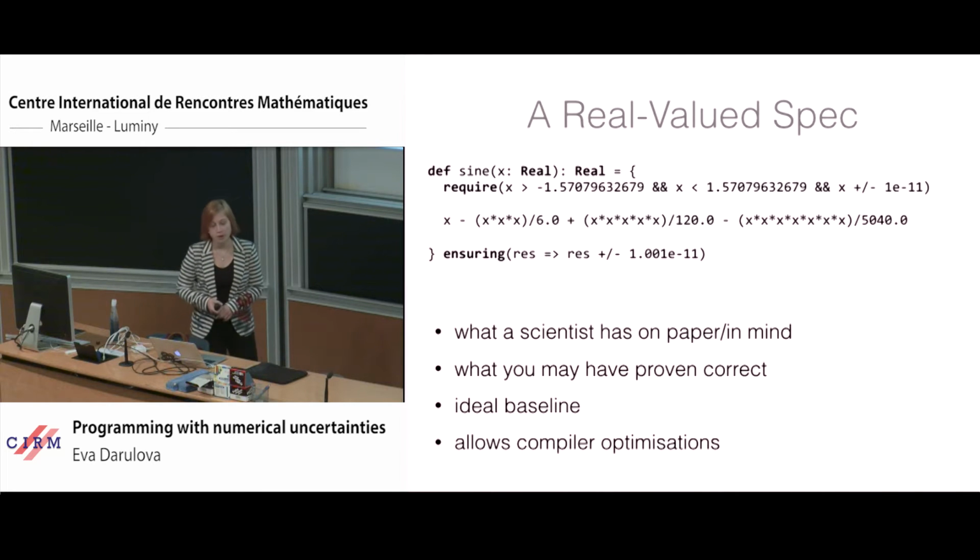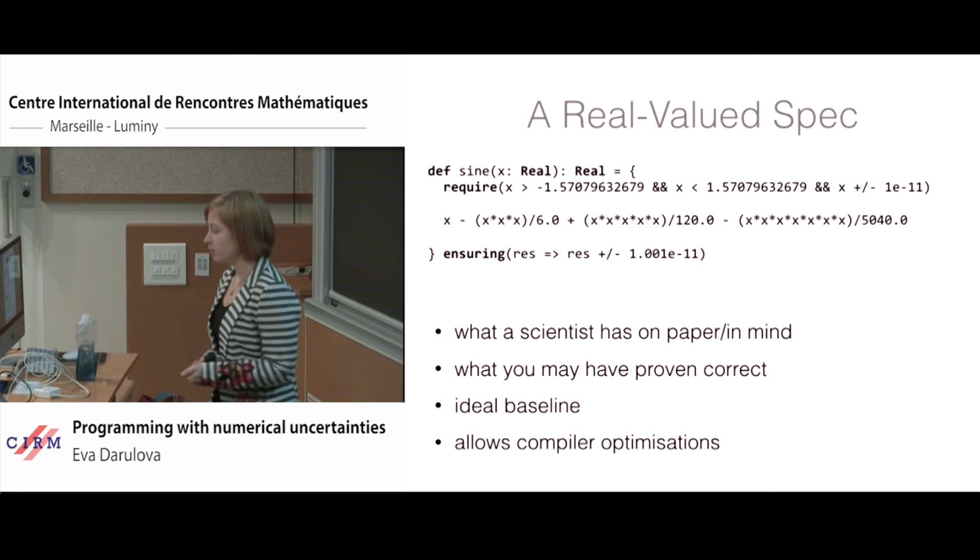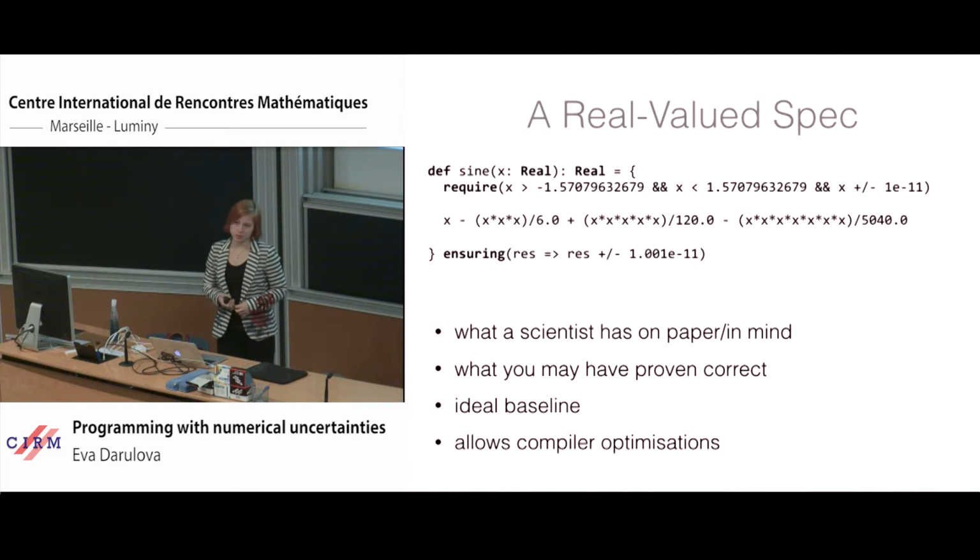before. And this allows compiler optimizations that are sound, since you may know that finite precision arithmetic is not associative, so changing the order of the computation would not be sound with respect to finite precision semantics. But if we have reals, the compiler would be free to do that as long as the specification is satisfied.